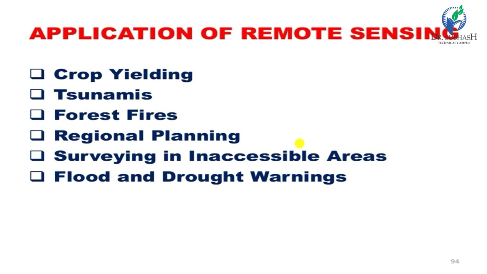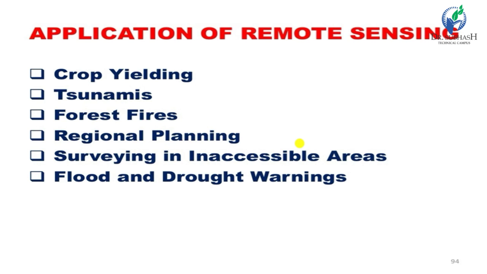Next is crop yield. In the present era, we use remote sensing to find out how much crop is being produced. Next is tsunamis. In the case of tsunamis, we can identify beforehand how strong the earthquake was and where the tsunami has hit the coast. Next is forest fires. If you want to estimate how much area of forest is covered by fire, remote sensing is very useful.